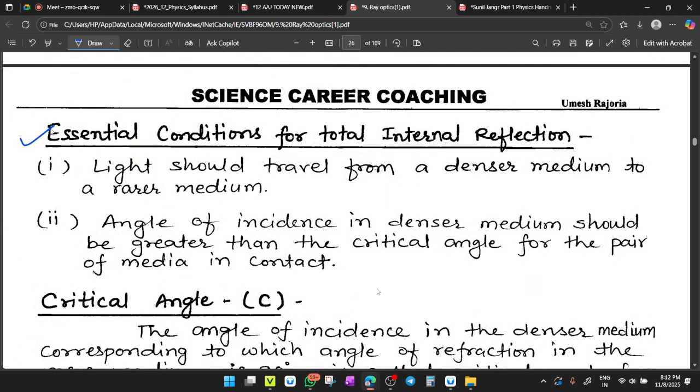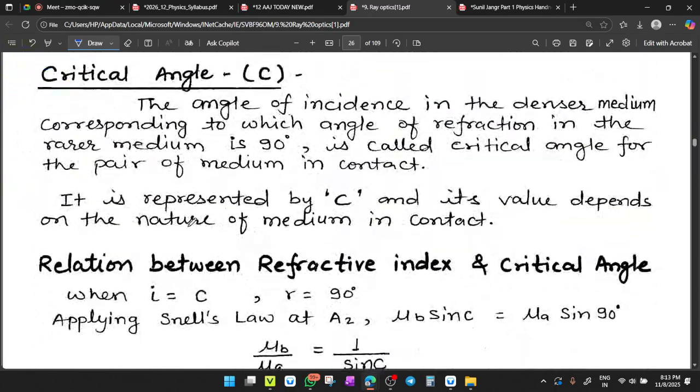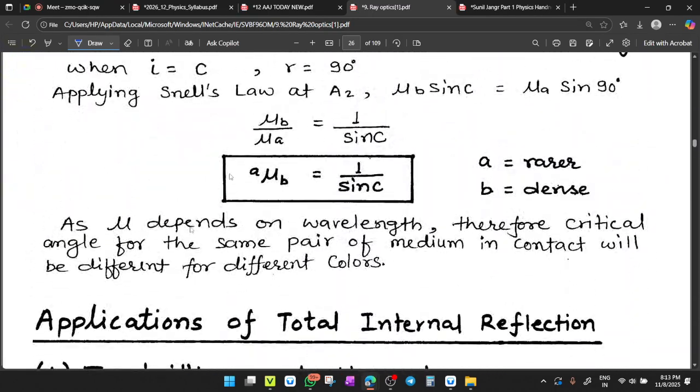Now, what are the essential conditions for total internal reflection? First condition, the light should travel from a denser medium to a rarer medium. Second, the angle of incidence in the denser medium should be greater than the critical angle for the pair of media in contact. Yes, we have also completed the critical angle. All the things we have completed and derived the derivation. aμb equals 1 upon sine C.